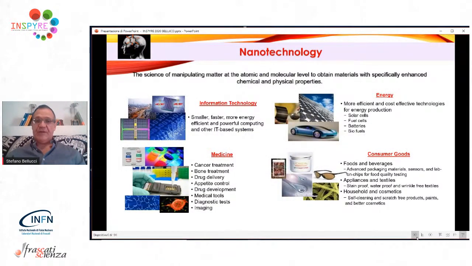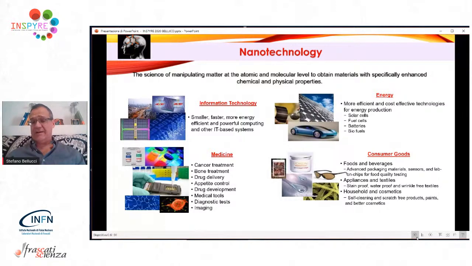Let me give a first definition of what nanotechnology is. I've written here, it is the science of manipulating matter at the atomic and molecular level with the aim to achieve materials and devices, I should add, which have specifically enhanced properties from the chemical and the physical point of view. I've written here essentially four areas.